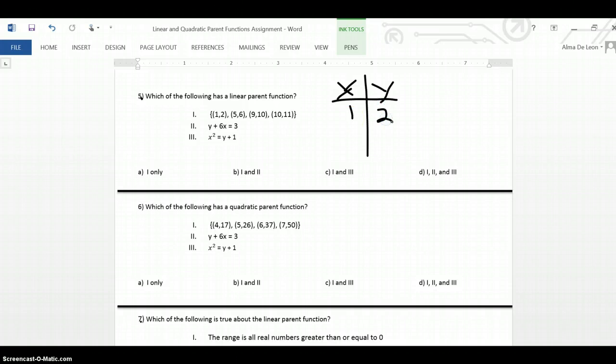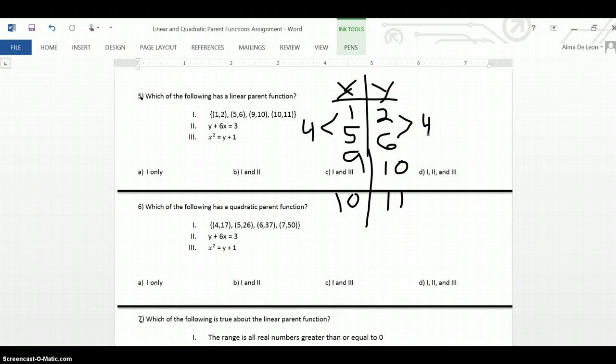1 and 2, 5 and 6, 9 and 10, and 10 and 11. The difference between 1 and 5 is 4. The difference between 2 and 6 is 4. The rate of change, which is the change in y, which is 4, over the change in x, which is 4, that's 1. If I take the rate of change again, the difference between 5 and 9 is 4.